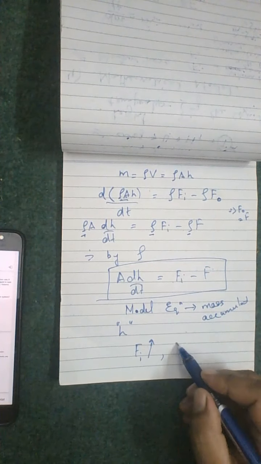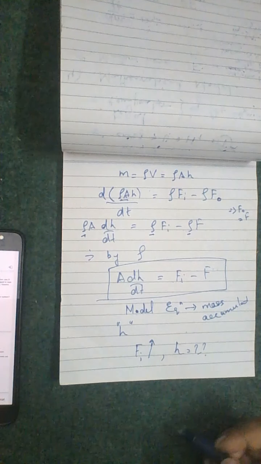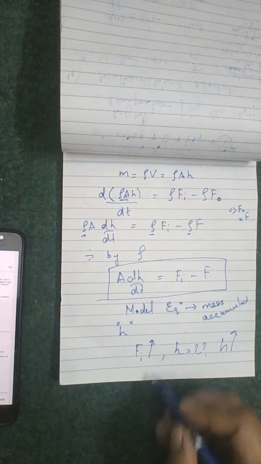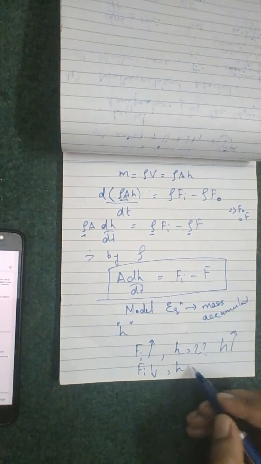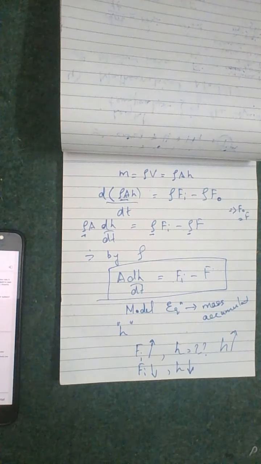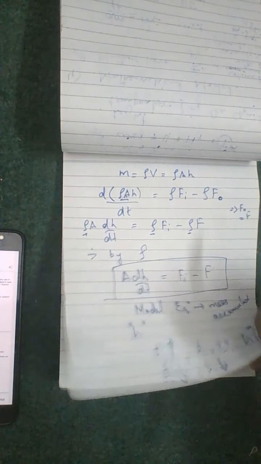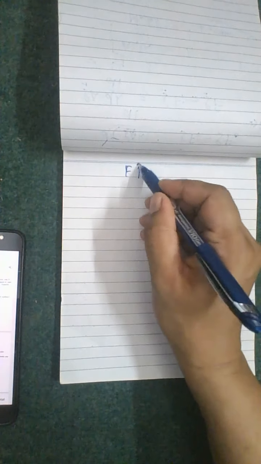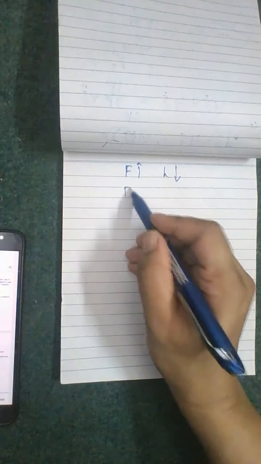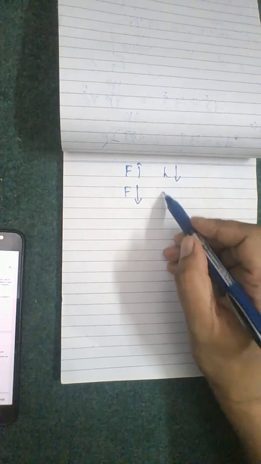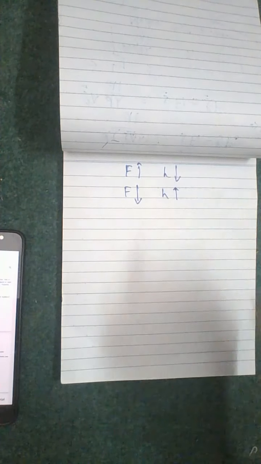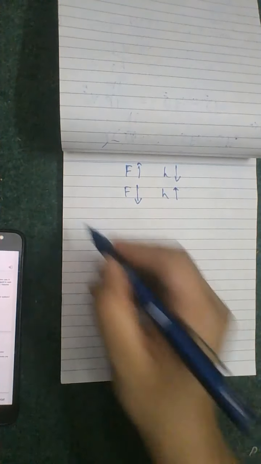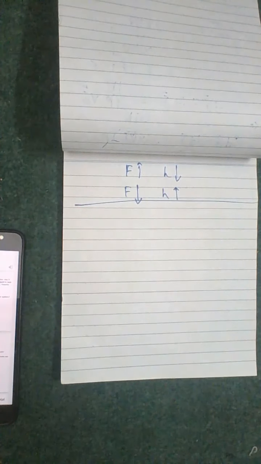Now if the input Fi is increased, what will happen to the height? The height will also increase. If it decreases, then the height will also decrease. In case of the outlet flow rate, if F is increased, the height will decrease, meaning it has an inverse effect. And if F is decreased, then the height increases. Okay, we have developed the first mathematical model equation.